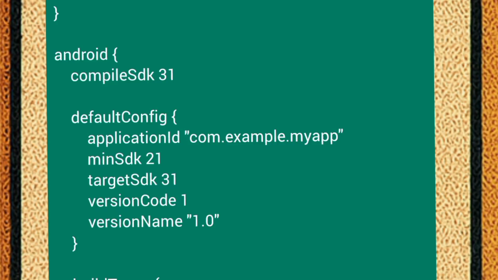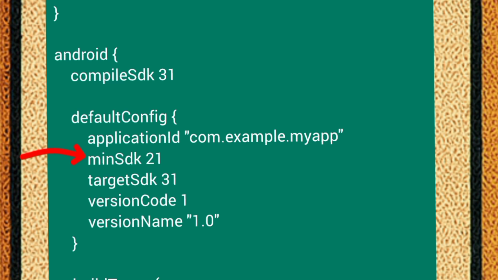Going back. Application ID: com.example.myapp. This is the unique ID for your app. Think of it like your app's passport number. It must be unique, it's how Android and Google Play know this app from any other.